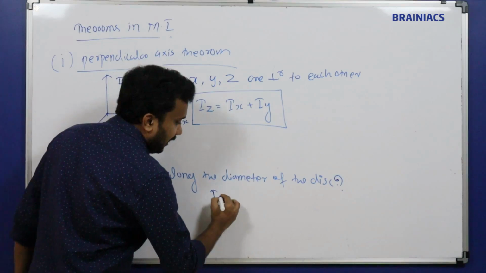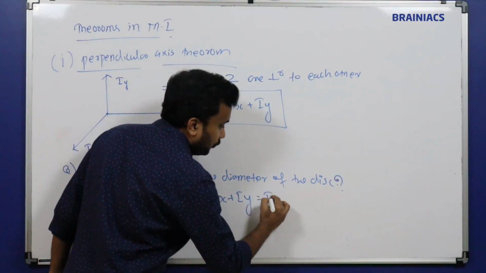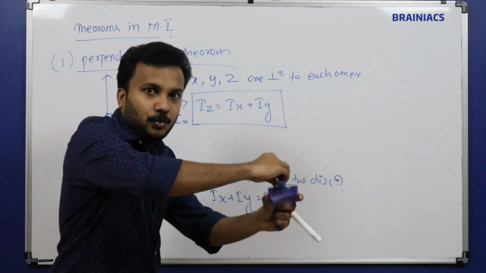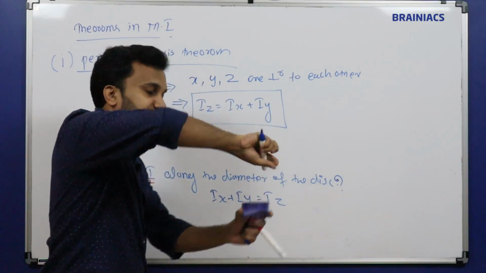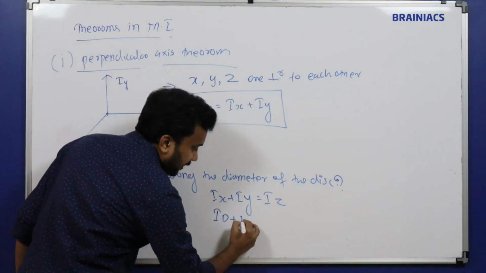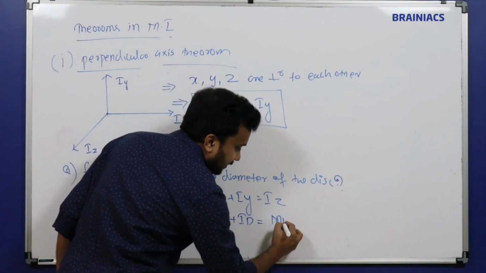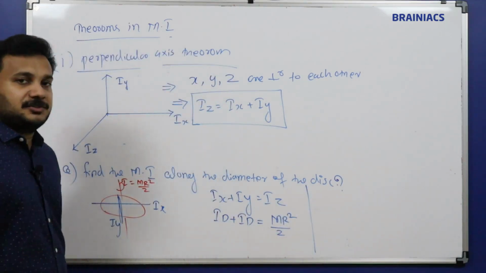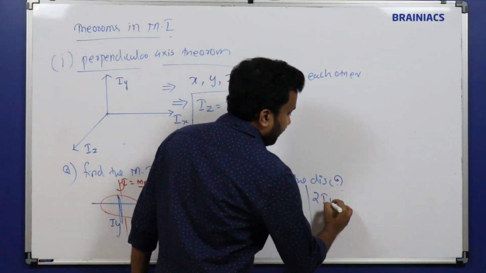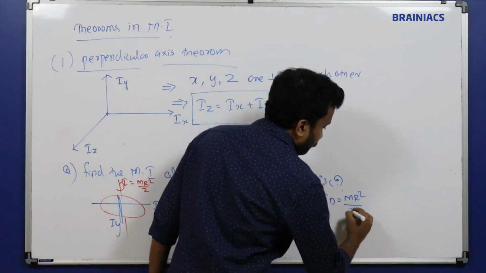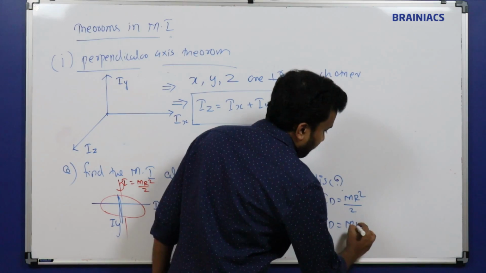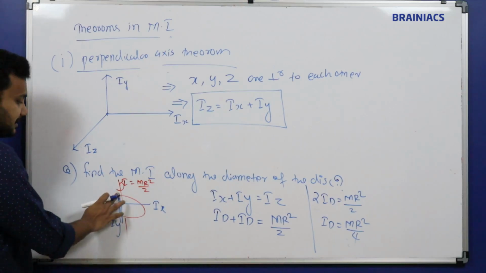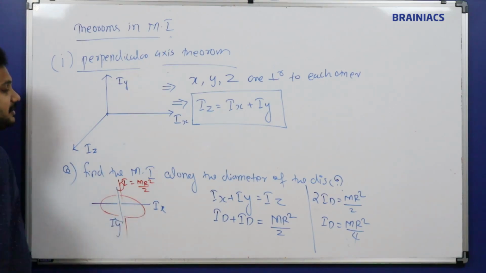So I am writing here Ix plus Iy is equal to Iz. Ix and Iy both are, this is Ix, this is Iy, and now I know this is Iz. So this is actually an I diameter line. Iz we know it is mr square by 2. So from this one we got 2I diameter is equal to mr square by 2, so the I diameter is equal to mr square by 4. So mr square by 4 is the moment of inertia of a disk along the diameter axis.